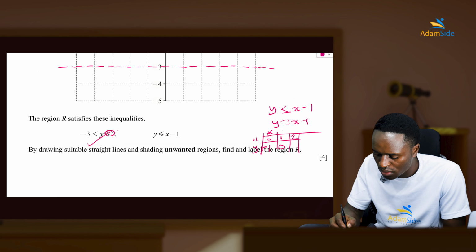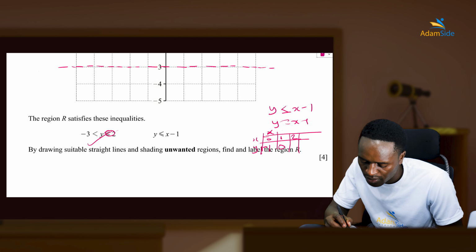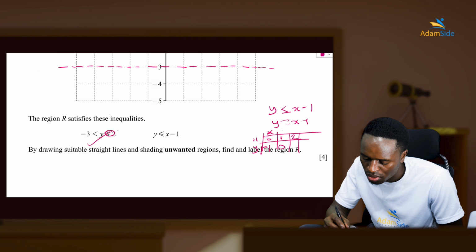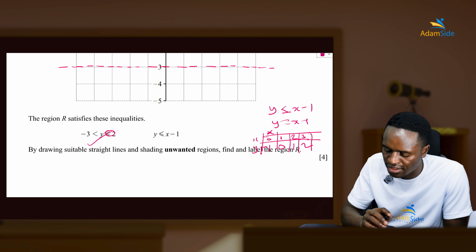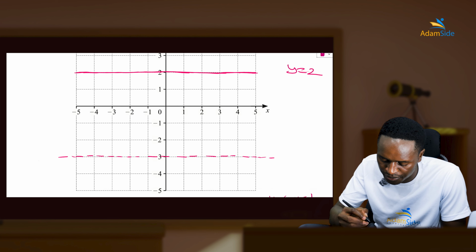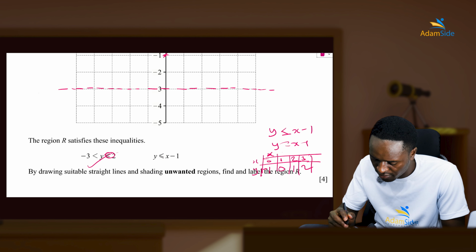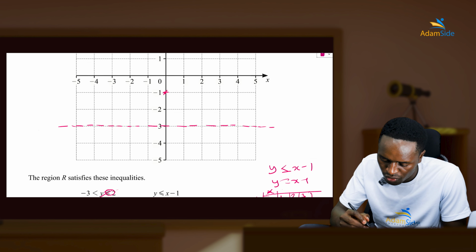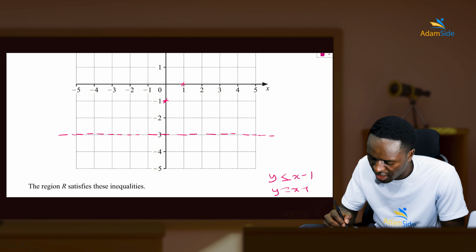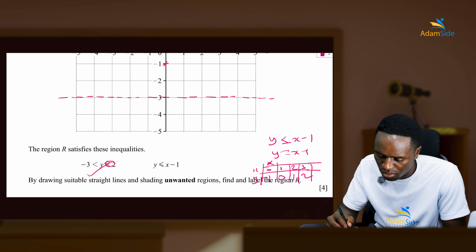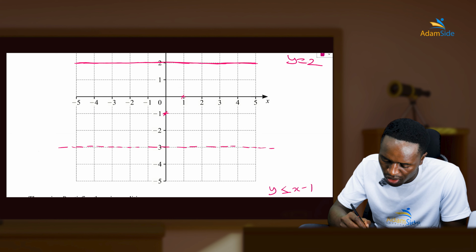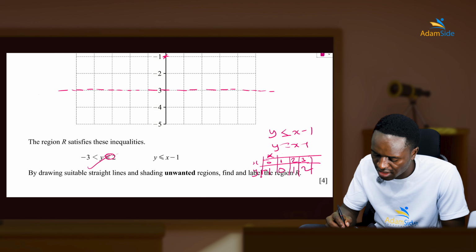When x is 2, 2 minus 1 is 1. When x is 3, 3 minus 1 is 2. So let's plot that. We have 0, negative 1, so we can have this point. We have 1, 0. At x is 2, y is 1. And at x is 3, y is 2.